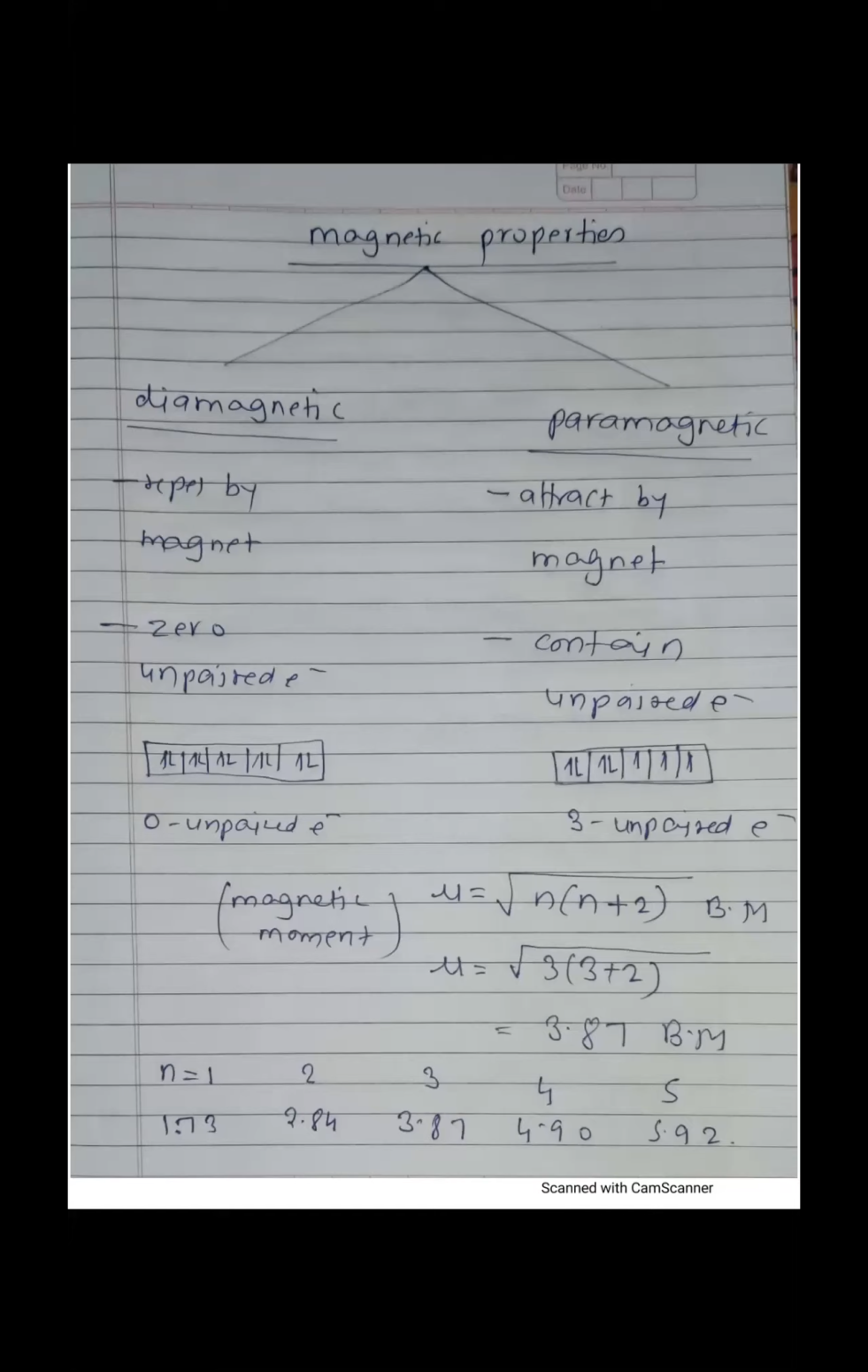They will have a higher value of n, that is, the number of unpaired electrons. They will contain more unpaired electrons, so their mu will be high. After filling all the orbitals, if any electron is left unpaired, then that would be paramagnetic.